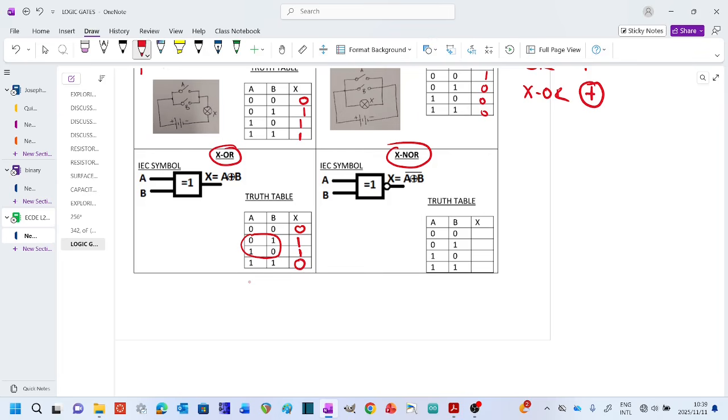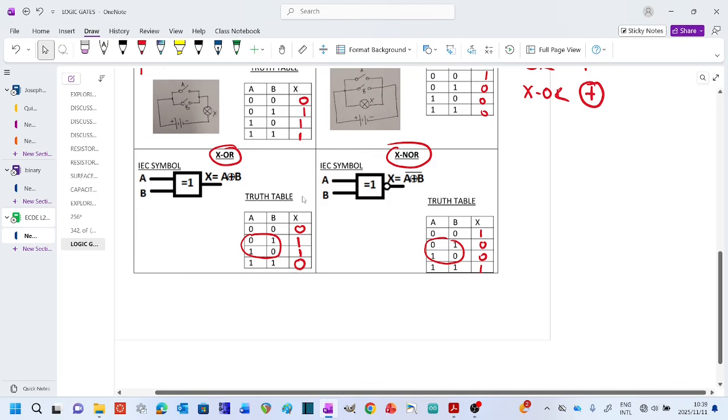Now, the opposite, XNOR, is going to be: both of them should have the same logic for you to obtain a 1 in the output. If they have opposite logic, it's 0. That's how the truth table works.